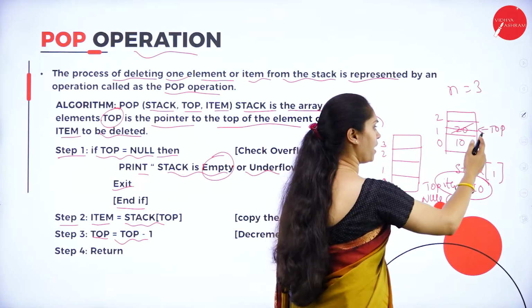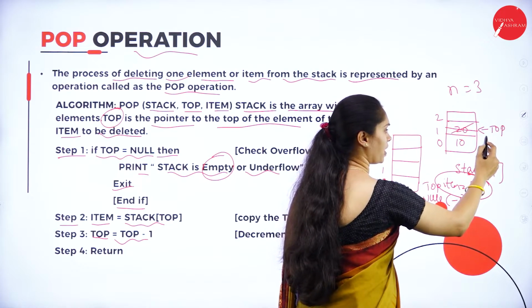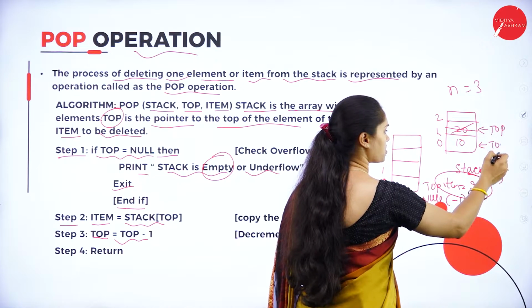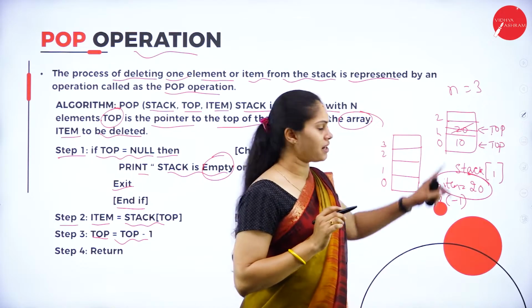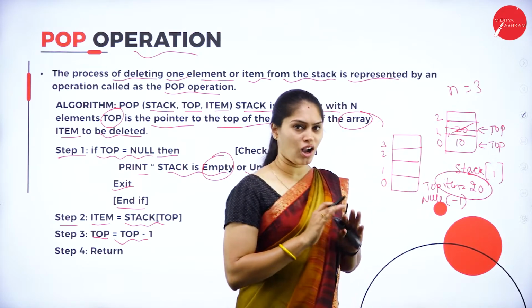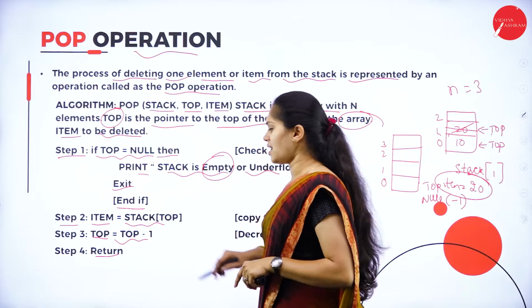So top is going to be decreased by 1. It was at 1, so now it will reach the 0th position. Now we have top at the 0th position. That indicates we have only one element, 20 got deleted, and then at last return.